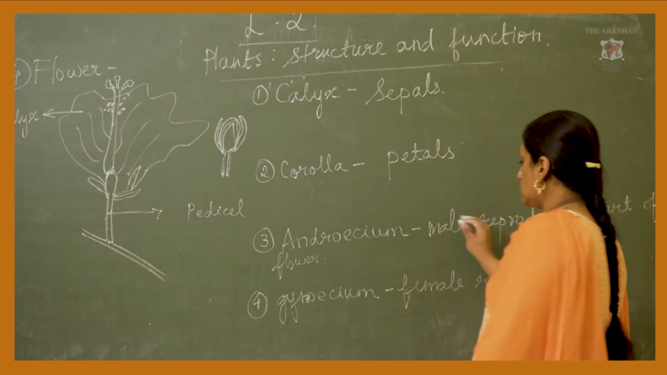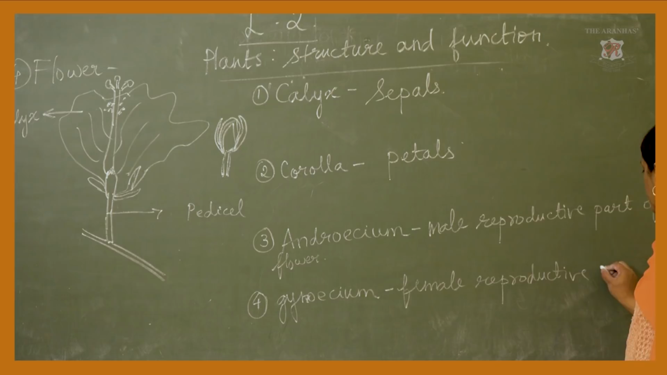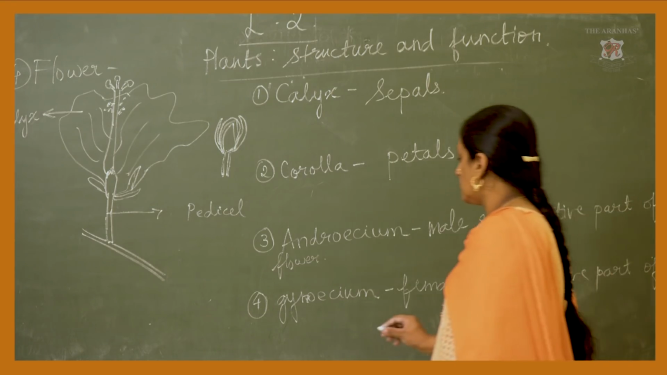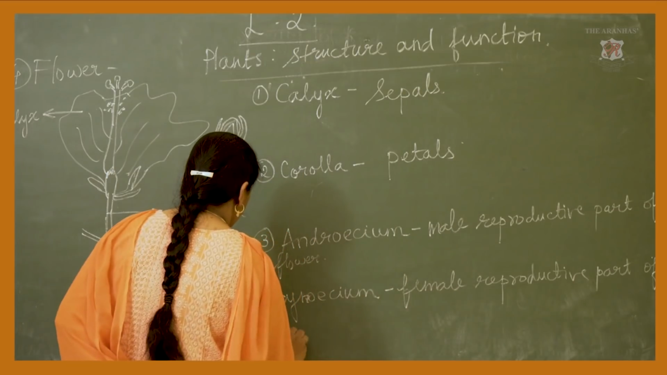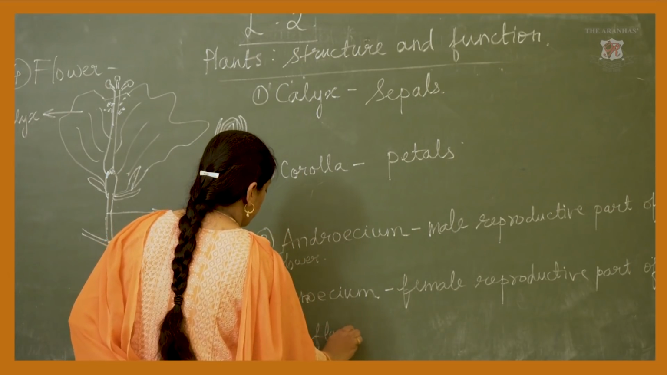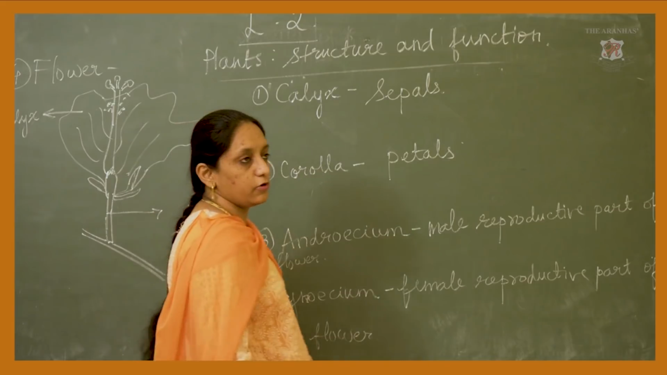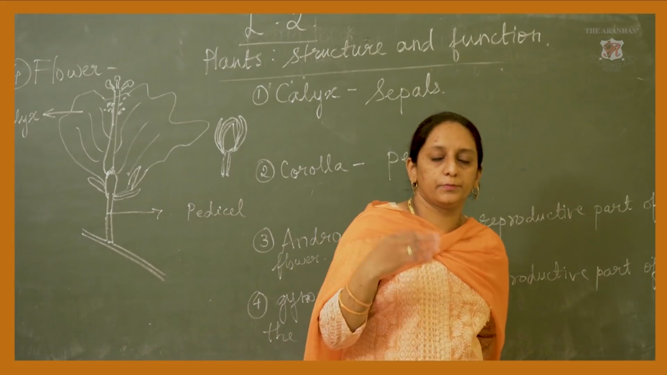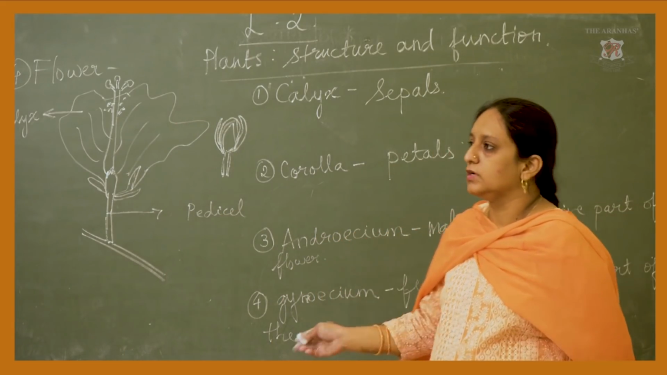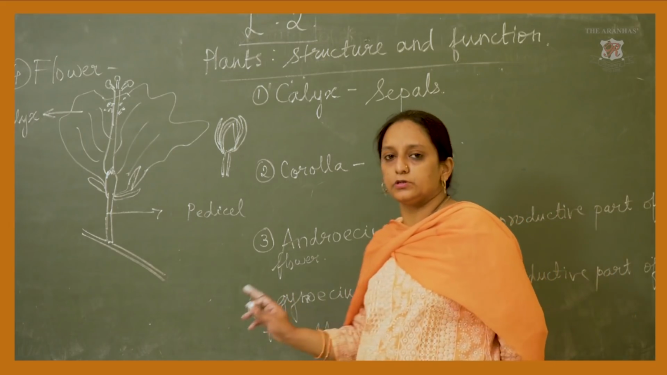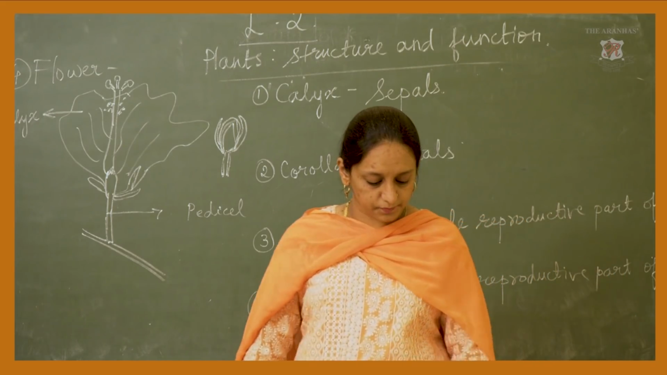There are many subparts of this androecium and gynoecium. This is the female reproductive part of the flower. So this is the main point which you have to remember. In the flower, androecium is the male reproductive part which helps in reproduction. Gynoecium is the female reproductive part. It again helps in reproduction.